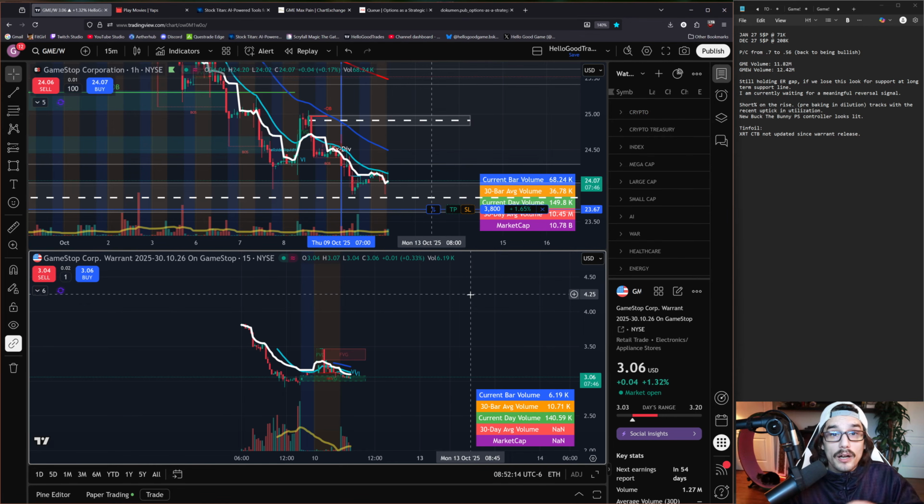The new Buck the Bunny PlayStation controller looks really cool. Pick one of those up. I'll be super jealous. And some tinfoil for you today.